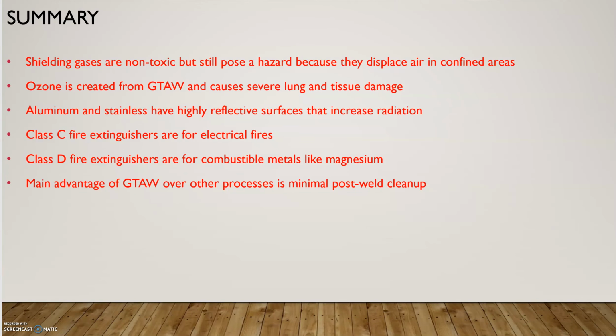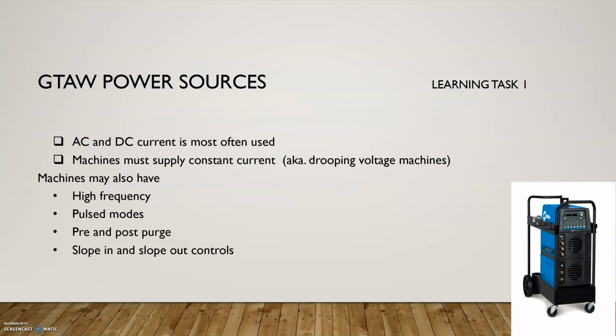Here's a quick summary. Pause it if you need to. Power sources. Direct and constant currents are used. A constant current power supply is used. This is also referred to as a drooping voltage machine.